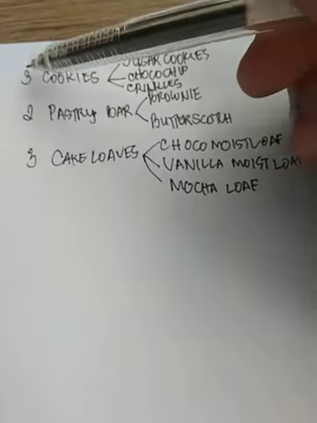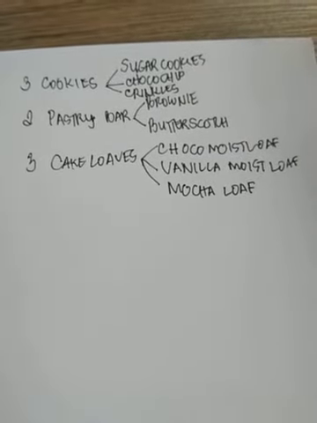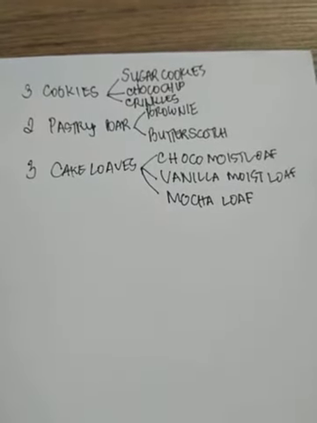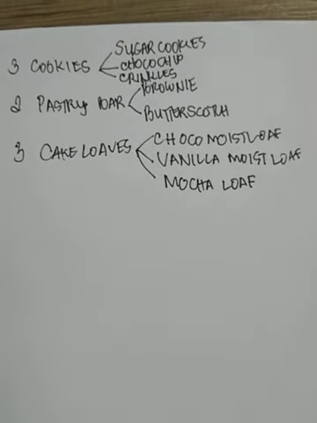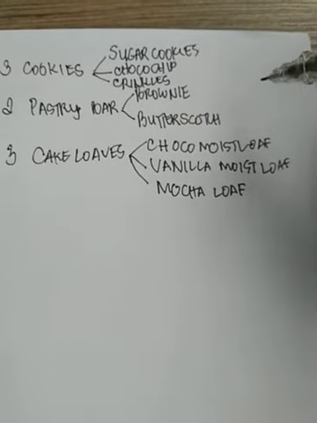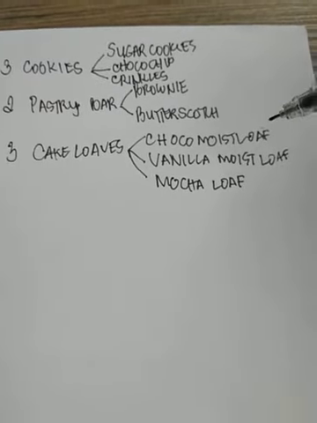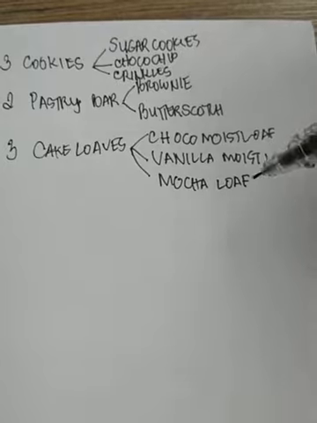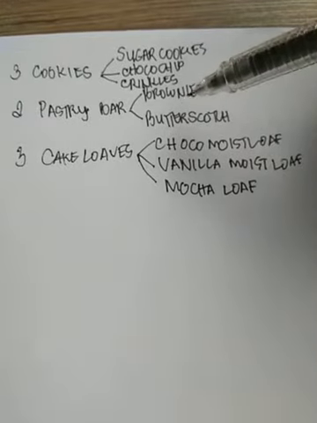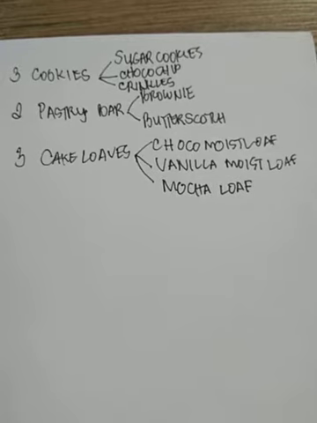So dapat dito sa 8 pastries na alam mong gawin, dapat makapag-produce ka ng pastries that will be worth 9,000. Okay? Nakuha po? So, kung ilang sugar cookies, ilang choco chip, ilang crinkles, ilang brownies, ilang butterscotch, ilang choco moist loaf, ilang vanilla loaf, ilang mocha loaf, you will decide. Okay? Tapos, dapat magto-total yun ng 9,000. Kuha po.